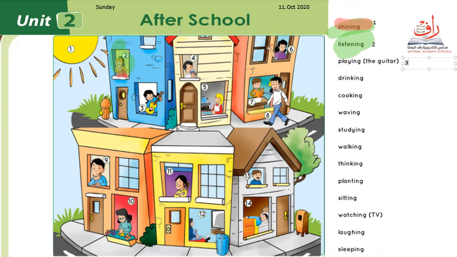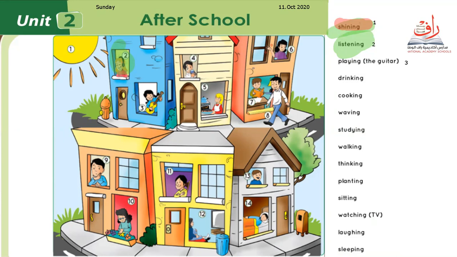We are looking at the sun. The sun is shining. What about the girl, number two? The girl is listening, maybe to the music, to the news, maybe anything. Here we can see the girl listening. Number three, what is number three here? This is a girl. What is she doing? Let's read here. Playing the guitar, number three, playing the guitar.